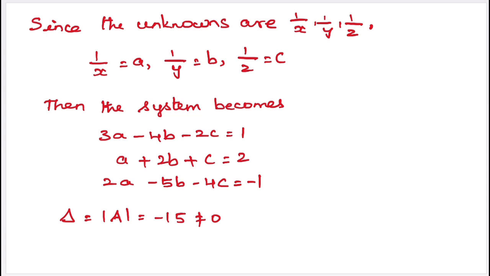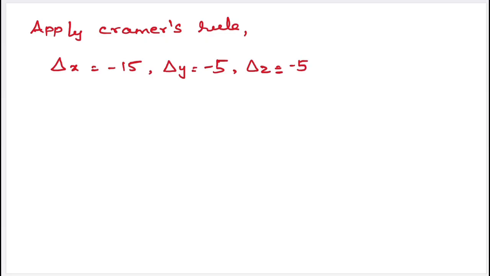Then find the main determinant delta is equal to determinant of a, that is equal to minus 15, which is not equal to 0. Then apply Cramer's rule and find delta x, delta y and delta z by replacing the first, second and third columns with the constants. That is, we have delta x is equal to minus 15, delta y is equal to minus 5 and delta z is equal to minus 5.